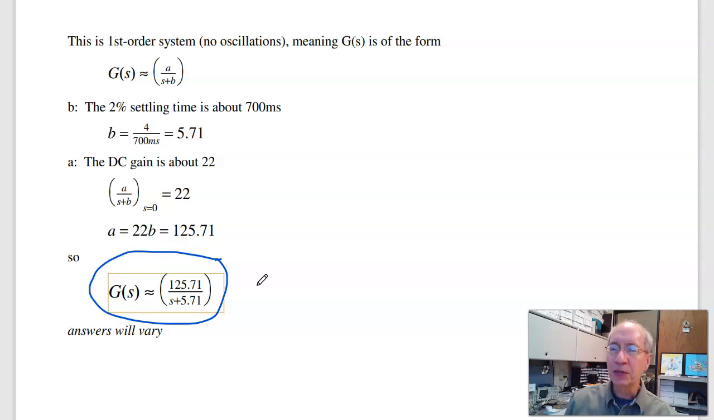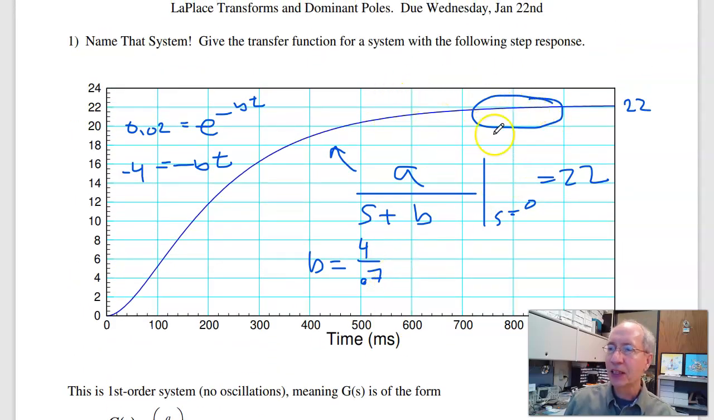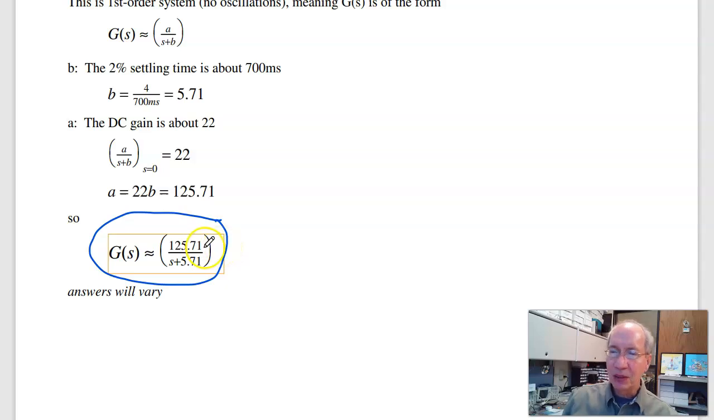Now your answer is going to vary. Again, the 2% settling time is kind of hard to read off the graph. It's somewhere in this region. But it should be, kind of same idea, something like that. 4, 5, 6, 7, somewhere around there for the pole.